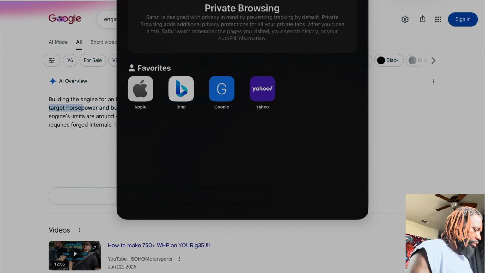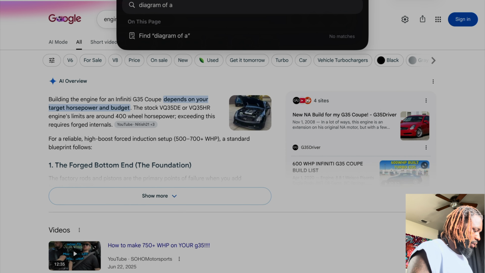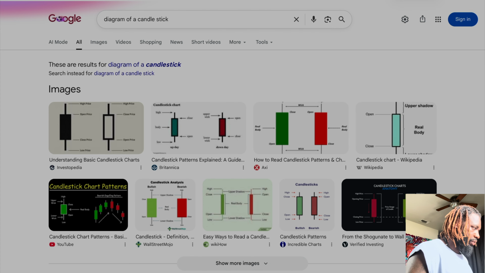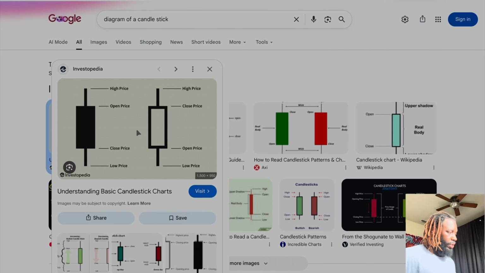So look, check this out. We're gonna go to Google. Diagram of a candlestick. Okay, cool. All right, let's hop right into it. All right, so as you can see here, and I'll screenshot this. Let me make sure I got it.